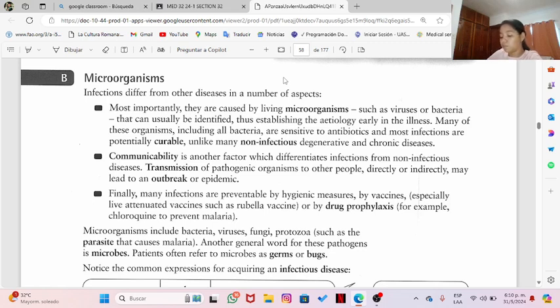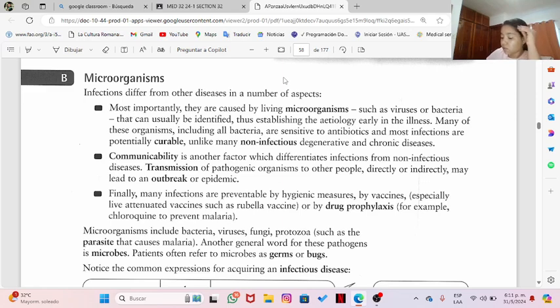Many of these organisms, including all bacteria, are sensitive to antibiotics, and most infections are potentially curable, unlike many non-infectious degenerative and chronic diseases.